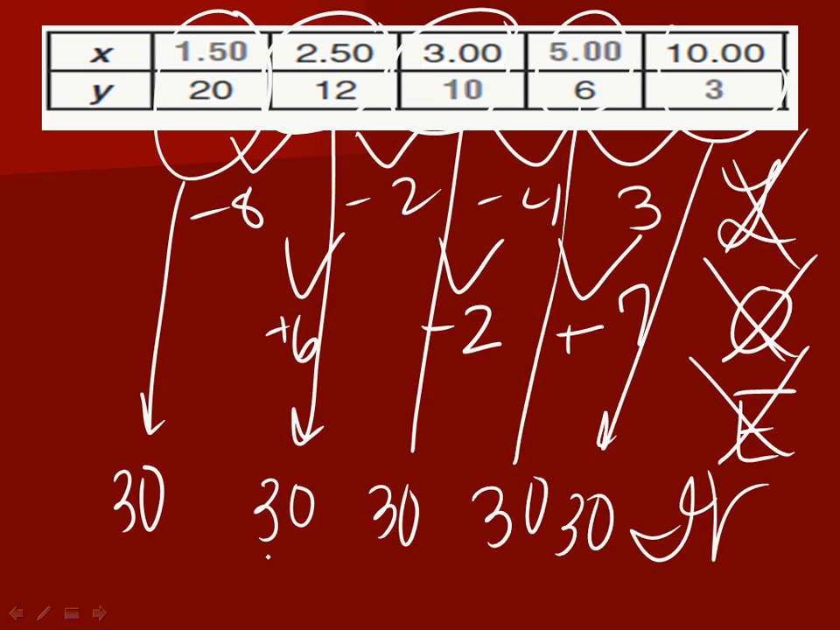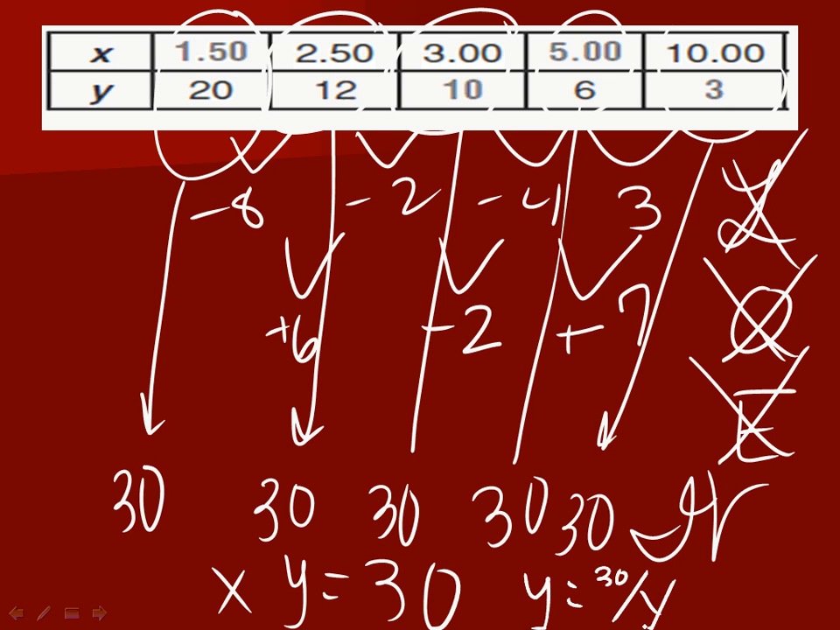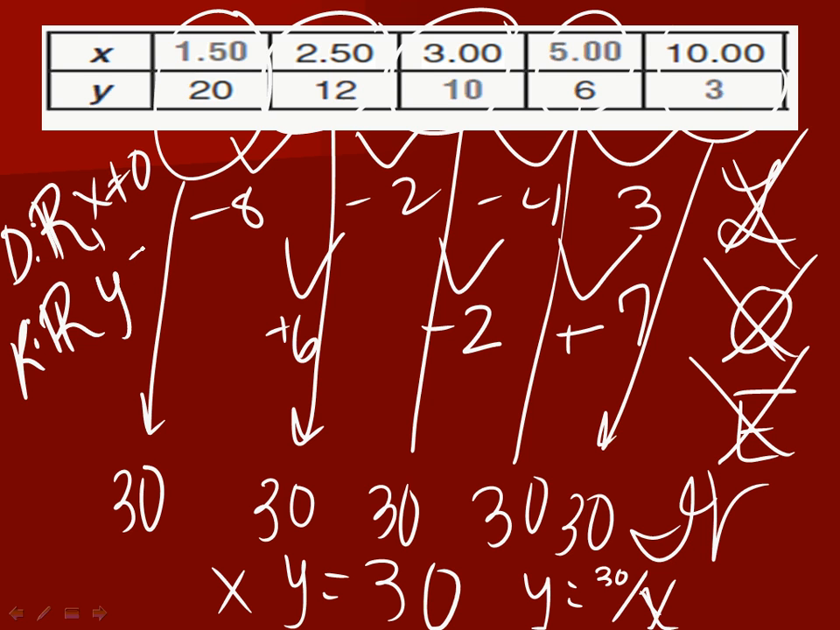Write your equation two different ways. X times y equals 30. Ooh, that's difficult. The other way you can write it is y equals 30 over x. Now, just for fun, and to remind you, what is the domain? We learned this yesterday for inverse. All reals, x cannot equal 0. Range, all reals, y cannot equal 0.